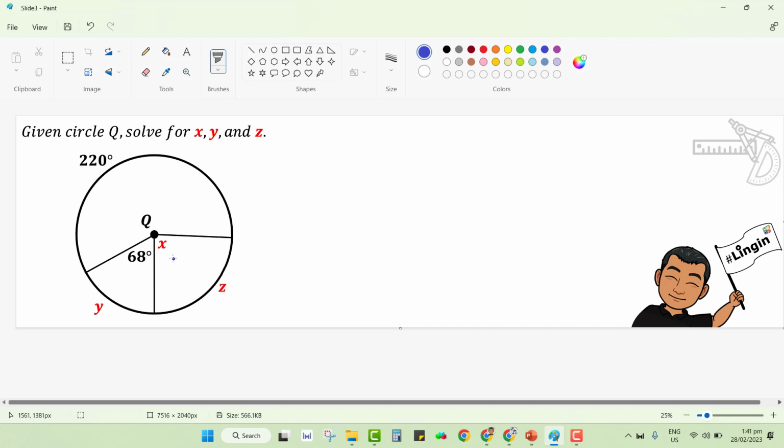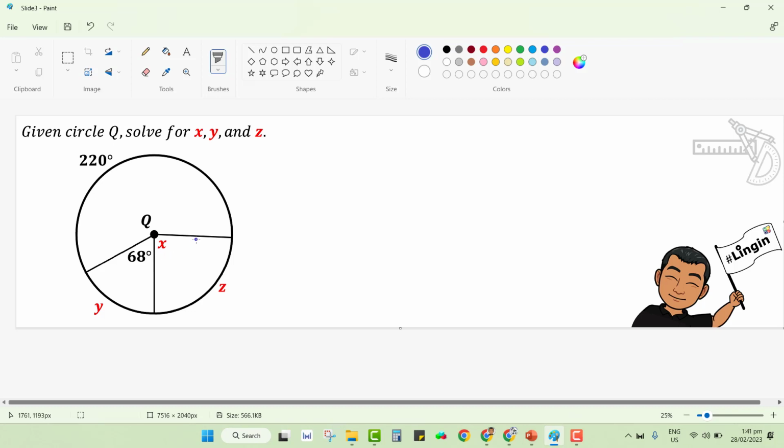So x here is this central angle, whose vertex is located at the center of circle Q and is bounded by its sides, the radii of the circle. Y is the intercepted arc of the adjacent central angle, which measures 68 degrees. And finally, z is also the intercepted arc, of the central angle x.